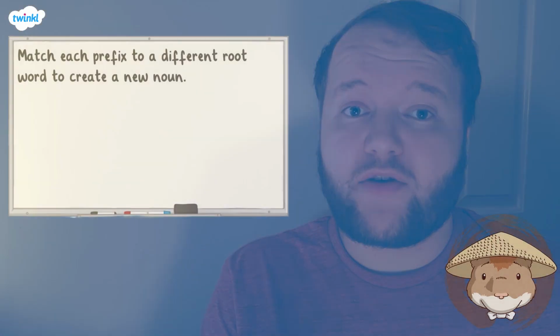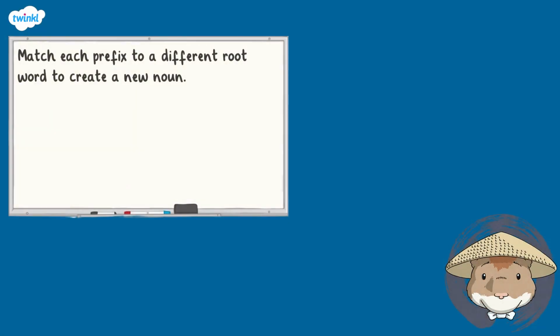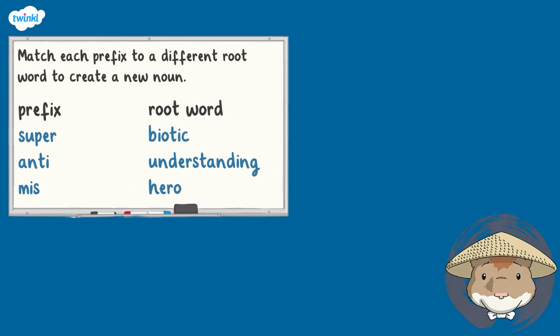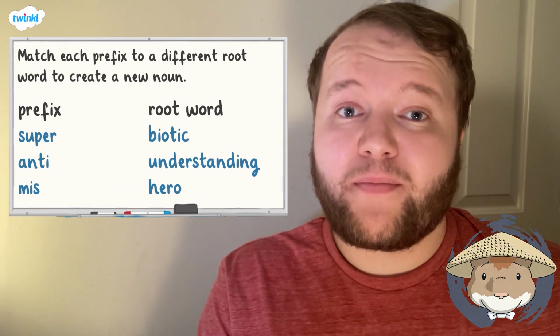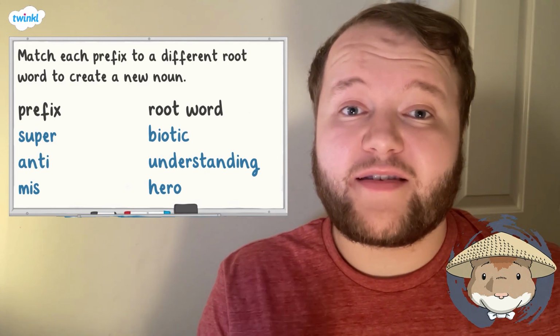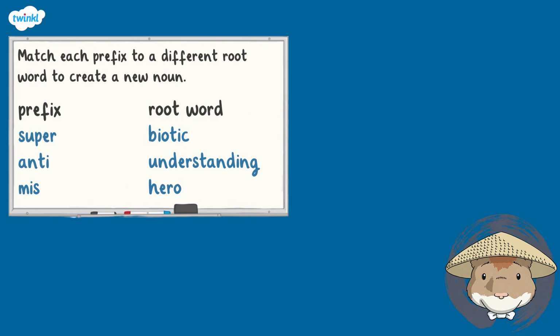In this next question, you are being asked to match the correct prefix to each root word to create a new noun. The prefixes are super, anti, miss. The root words are biotic, understanding, hero. You may wish to write your answers down. Top tip, say them out loud and see if they sound right. Pause the video now and press play when you have your answers.